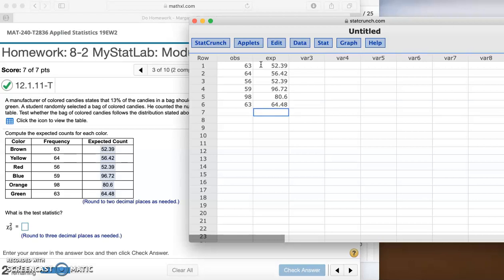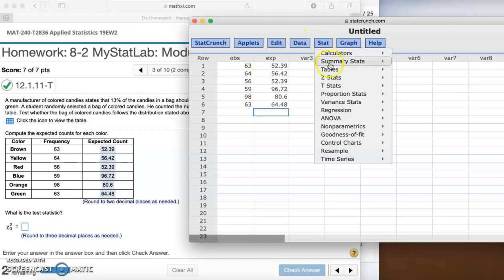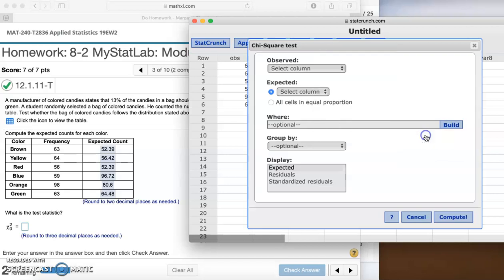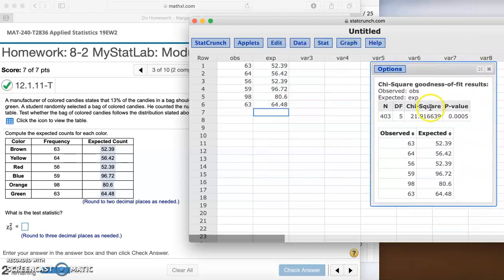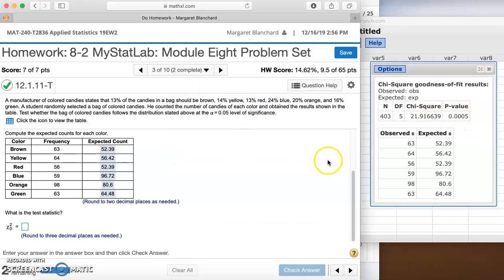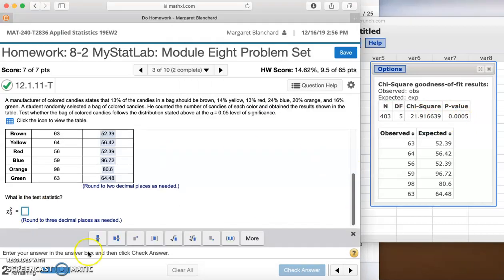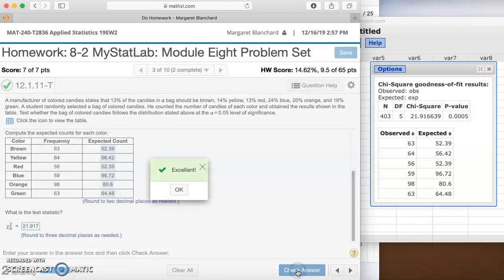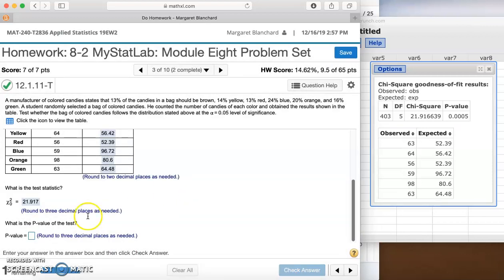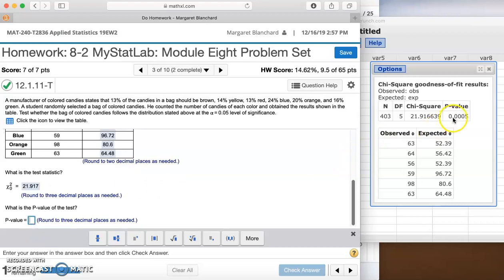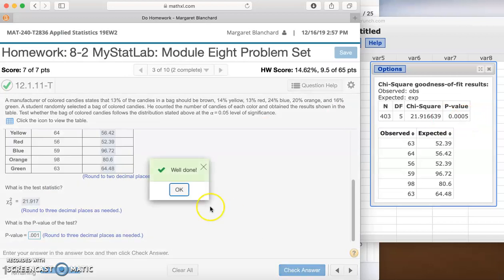All right, now that we have our 2 columns, we need to go to Stat. We go down to Goodness of Fit test, and we're doing the chi-square. Our observed column is OBS for observed, and our expected is EXP. Click Compute, and there we have our chi-square test statistic and our p-value. Let's put in our test statistic, and it says round to 3. So we had 21.917. Check answer. Excellent. And the p-value, again round to 3 decimal places, would be 0.001 because that rounds up. Check answer. Well done.